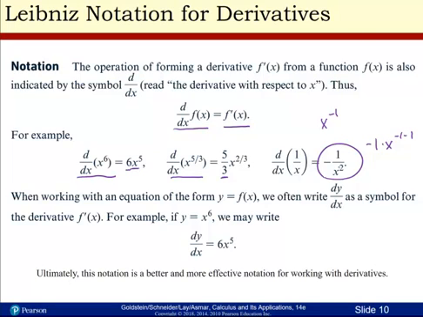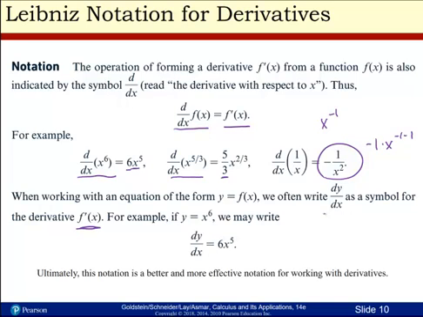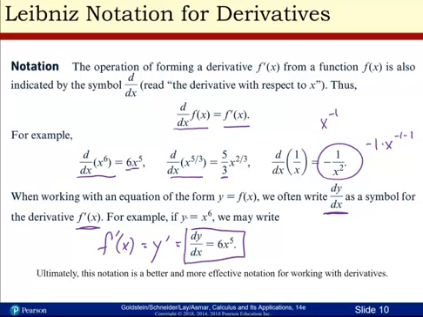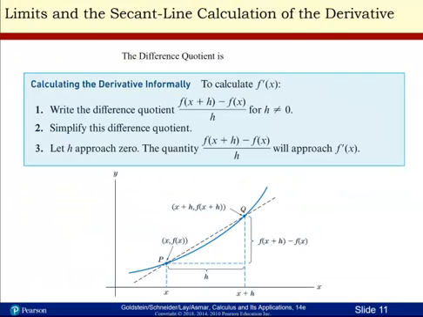That simplifies to -1 over x squared. When working with an equation of the form y equals f of x, we often write the derivative of y with respect to x as a symbol for the derivative f prime of x. So you can write either one. For example, if y equals x to the 6, we could write it like that, or we could write y prime equals, or we could write f prime of x equals. You will see all of those notations. Ultimately, we're going to like this notation. It's a more effective notation for working with derivatives, but you can see all of those, and I will interpret those as such.